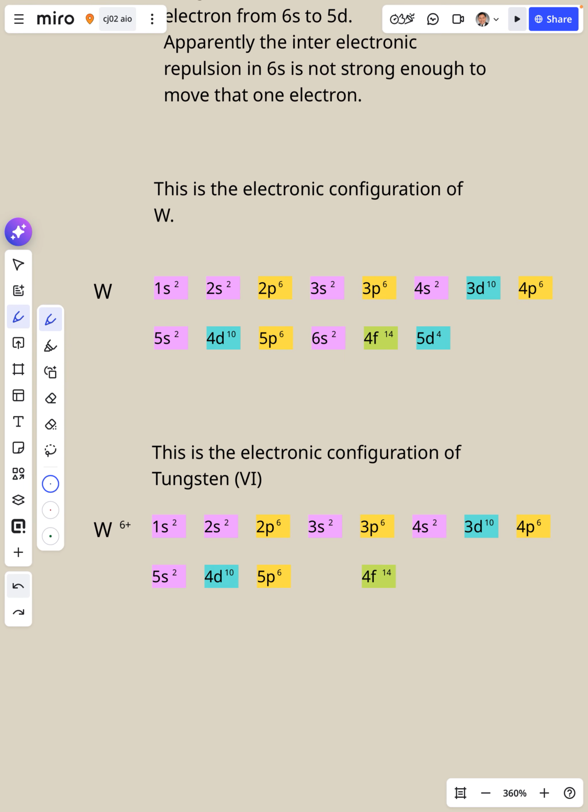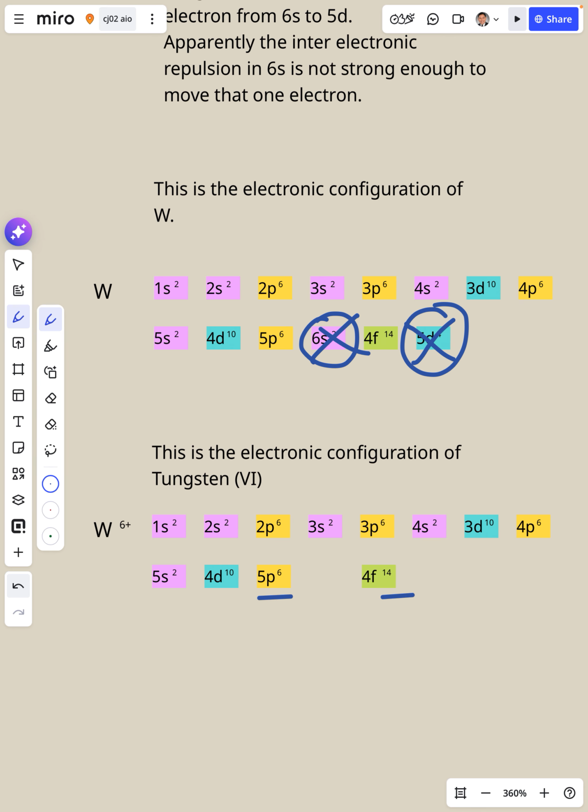So for the electronic configuration of tungsten 6+, you must remove 6 electrons. You remove them from 6s and 5d because they are the outer layer. 4f is inside, in an inner shell. So you remove these two, and you get this instead.